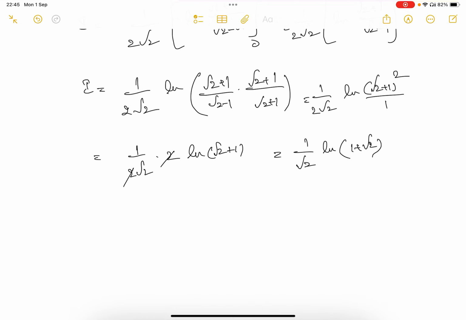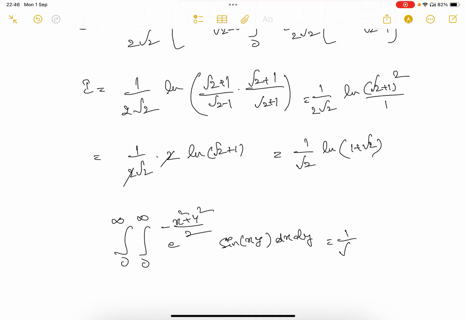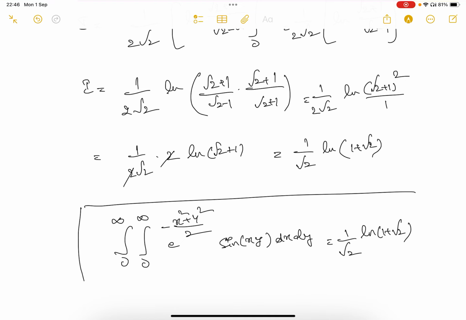Finally, our solution is integral 0 to infinity e power minus x square plus y square by 2 into sin xy dx dy is 1 by root 2 ln of 1 plus root 2. So that's it.